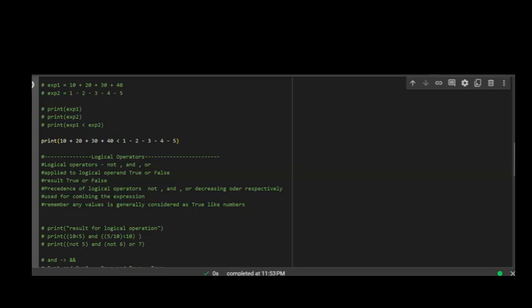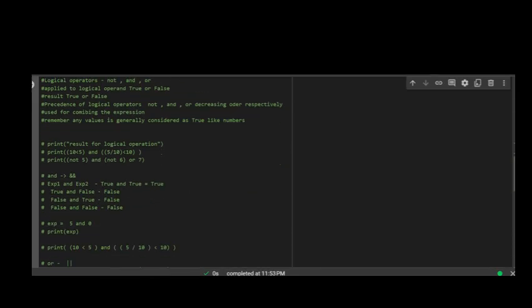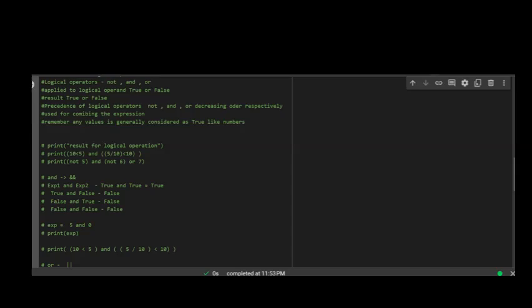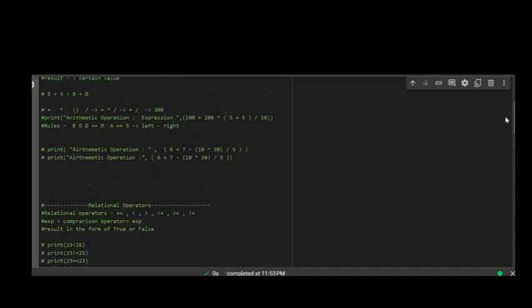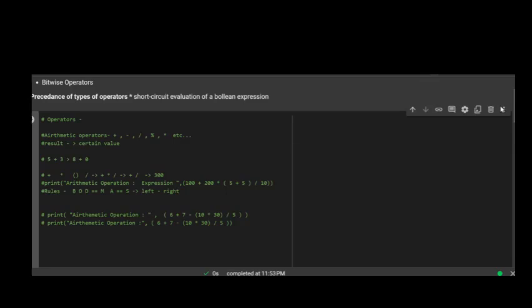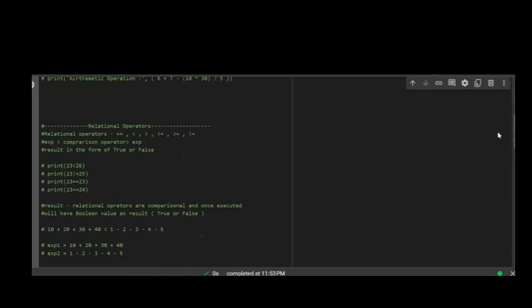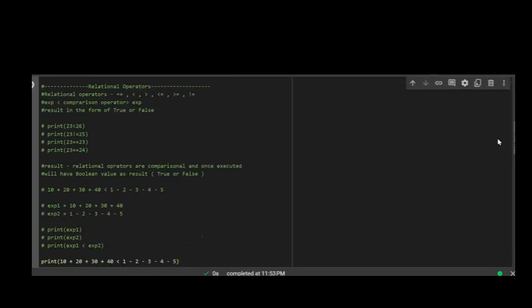So logical operators are used for what? Again, logical operators, there is one more thing. The arithmetic operators work upon numeric values, where addition and subtraction happen, right? But in the relational operators, there can be an expression before and after the relational operator, and only then can the relational operators work.